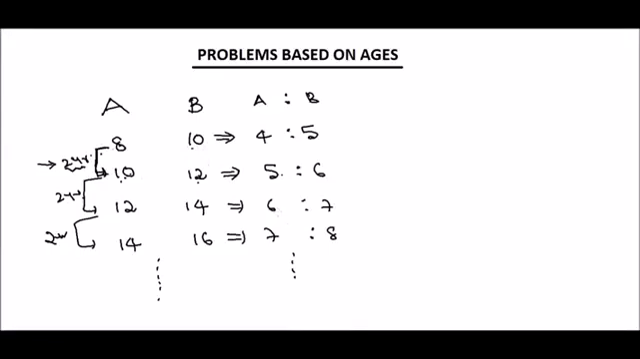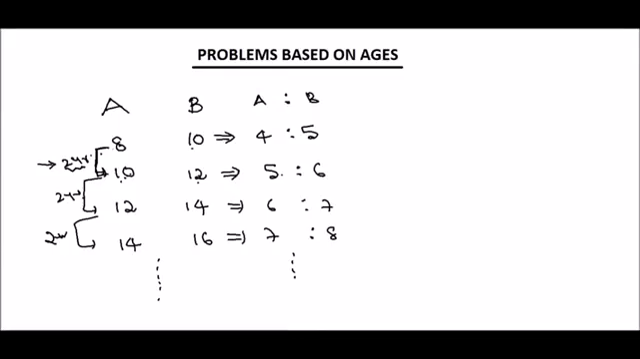Why has the ratio changed? The reason is simple. Even though the interval is the same, the ratio changes because initially their ages are different. The ratio keeps changing from year to year. Yes or no? What does it mean here? Even though the interval is the same, the ratio changes because the initial ages of the two persons are different from each other.